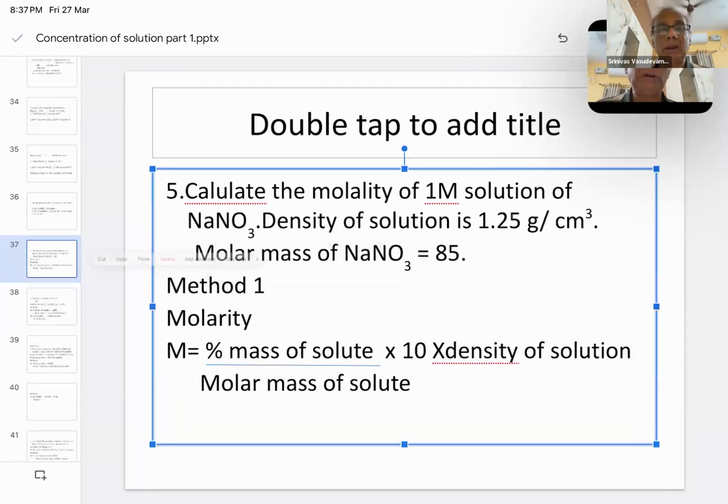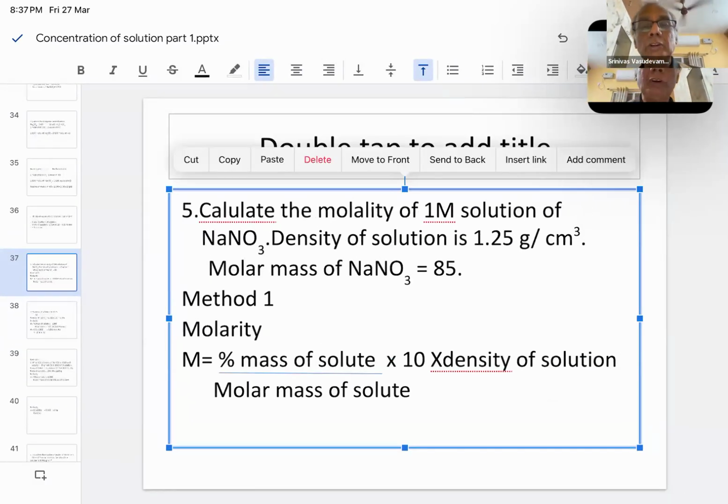Right. Now we'll do a numerical based on finding out the molality from molarity. Calculate the molality of 1 molar solution of sodium nitrate. Density is 1.25 gram per centimeter cube. Molar mass of NaNO3 is 85. This simple method is using the formula. Molarity is given, 1 molar solution.